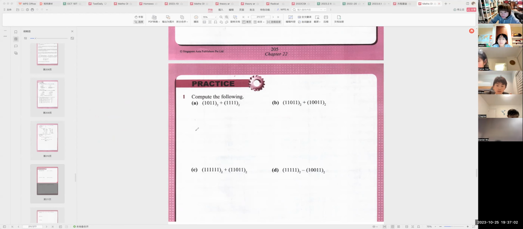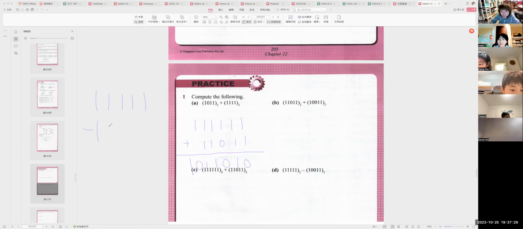我们来看一下下面。11111 plus 11011 equals 0, 1, 0, 1, 1, 0, 1. So 1011010. Very good, Chapter. Very good. Good job.